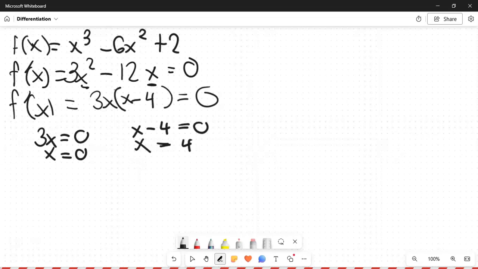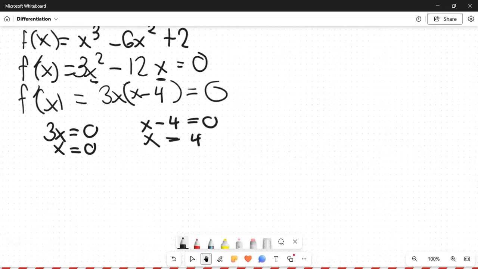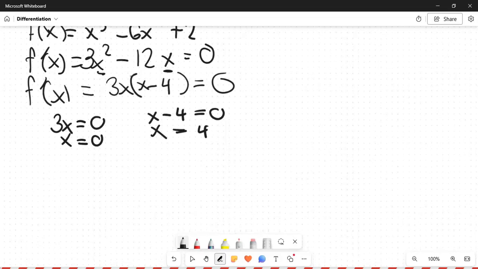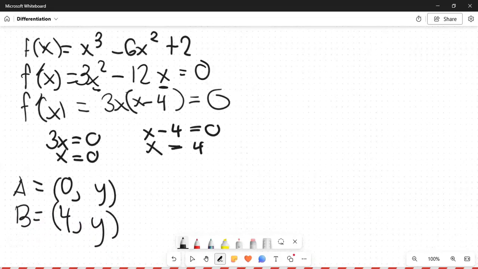We want to find the coordinates of these stationary points because there are two stationary points right here. So in order to find the coordinates for each, we first write (0, y) and (4, y), which are A and B. So we substitute 0 and 4 into our original equation right here.